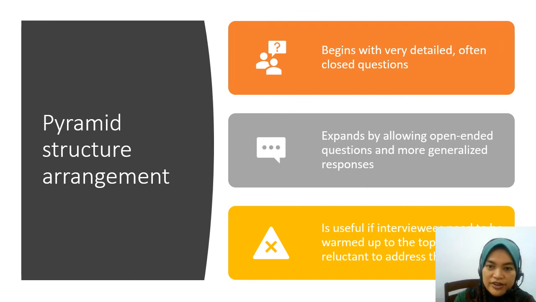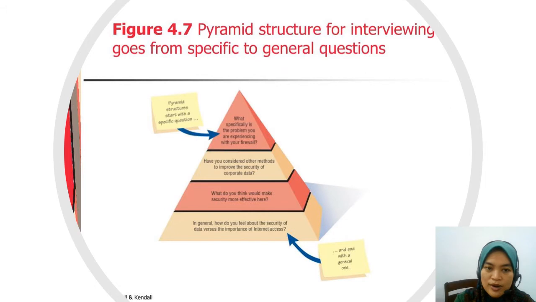So the pyramid structure arrangement, as I said just now, begins with very detailed, often closed questions, and then it expands by allowing open-ended questions and more generalized responses. This arrangement is useful if interviewees need to be warmed up to the topic or seem reluctant to address the topic. So you begin with the easier-to-answer monosyllabic questions, and then you expand with open-ended questions. Okay, so an example.